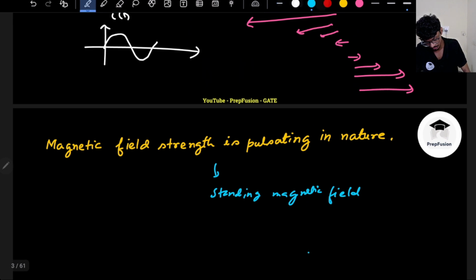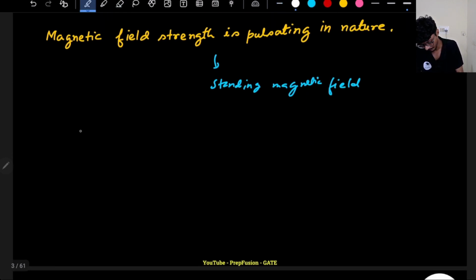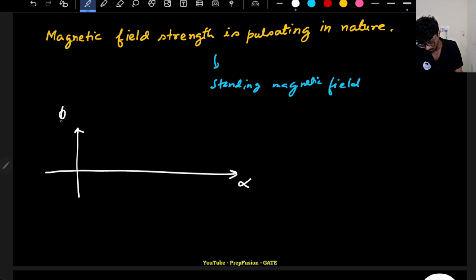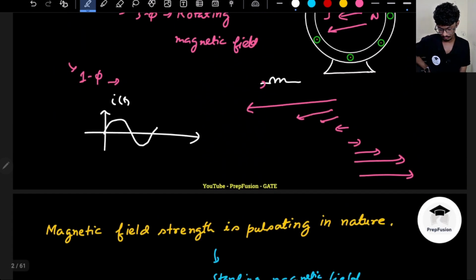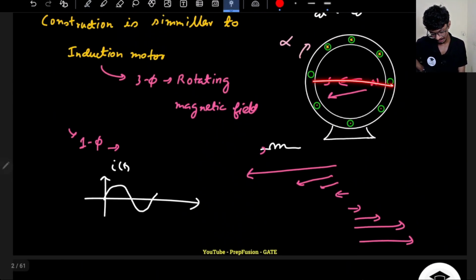Because if I plot the phi of t with respect to alpha, what will I get? So here, the magnetic field, if I am at this axis, the magnetic field is maximum.